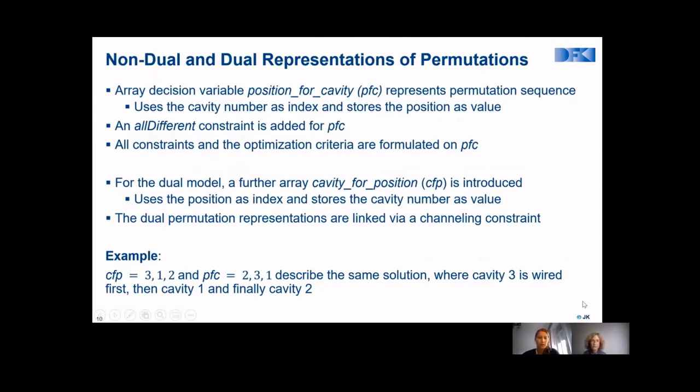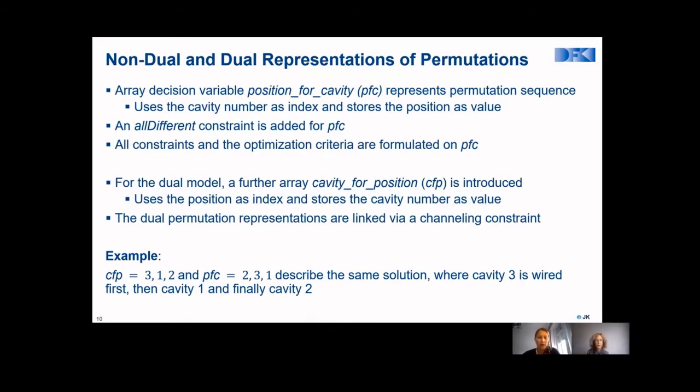So in the paper, we considered 2 modeling variants for this problem. A non-dual representation of the permutation, and a dual representation of the permutation. For the non-dual model, we simply have as decision variables the array position for cavity, PFC, which represents the permutation sequence. It uses the cavity number as the index and stores the position of the plugging of this cavity number as the value. Then we introduce an all different constraint, which makes sure that all the values in this array are pairwise different from one another.